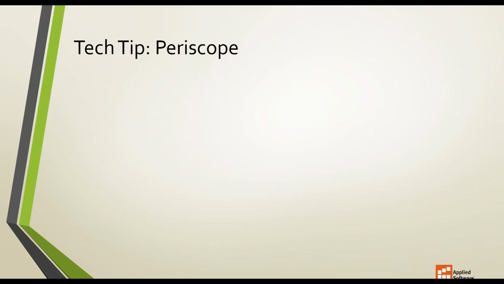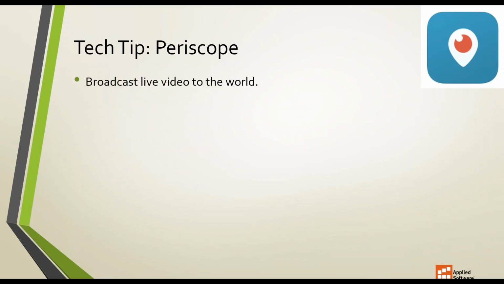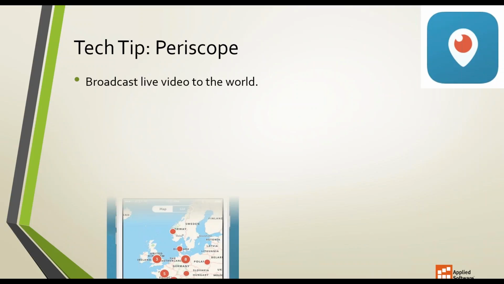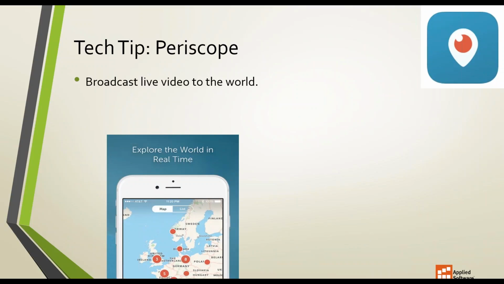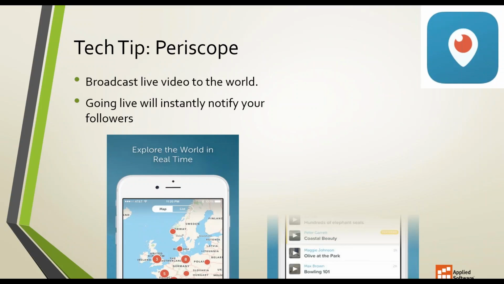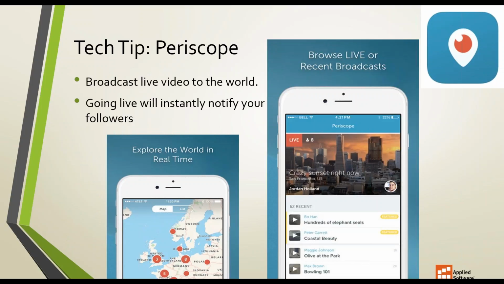Now, I always like to do these a little bit off topic. When I do these webinars, I always like to provide some sort of exciting something, your tech tip of the day, I like to call it. So we're going to talk about Periscope. Twitter bought them, so it's obviously got something good going on. What it does is it broadcasts live video to the world, and going live will instantly notify your followers who can join, comment, and send you hearts in real time. The more hearts you get, the higher they flutter on the screen. This is actually going to change a lot of things.